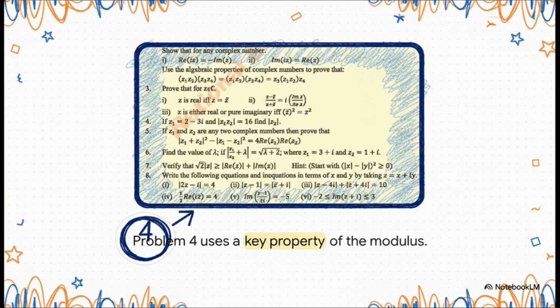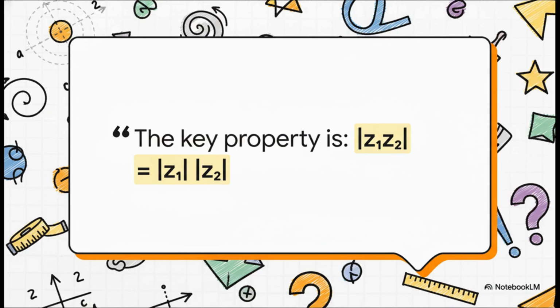Problem 4 is a great example. It tells us, hey, we've got two complex numbers, z1 and z2, and the modulus of them multiplied together is 16. Our mission is to find the modulus of just z2. Now, you could multiply them out and then find the modulus, or you could use this awesome property that's basically a cheat code. It says the modulus of z1 times z2 is just the modulus of z1 times the modulus of z2. You can split them up. This makes problems like this one so much easier.